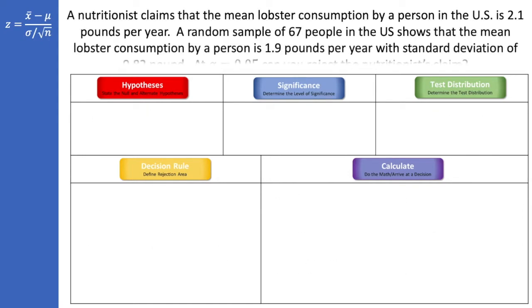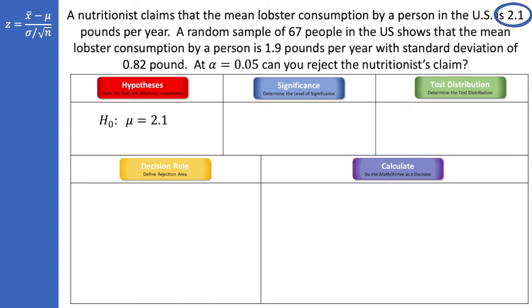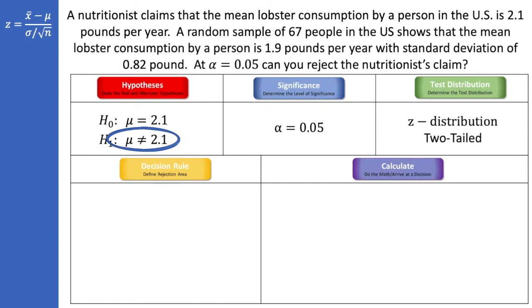Last one. A nutritionist claims that the mean lobster consumption by a person in the US is 2.1 pounds per year. A random sample of 67 people in the US shows that the mean lobster consumption by a person is 1.9 pounds per year with a standard deviation of 0.82 pounds. At alpha equals 0.05, can you reject the nutritionist's claim? Well, she claims that the consumption is 2.1 pounds per year. That means that's going to be our null, mu equals 2.1, and our alternate is mu does not equal 2.1. We have a significance level of 0.05. Test distribution, we finally get to do a two-tailed test.